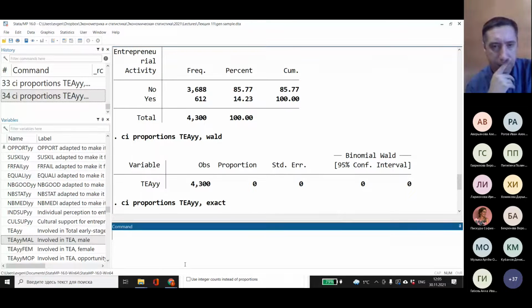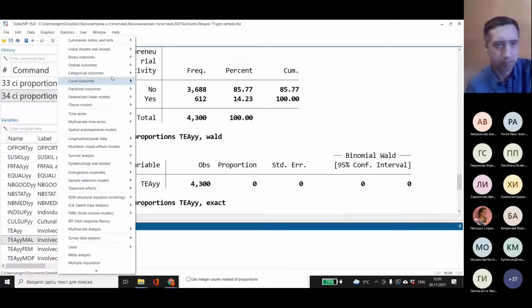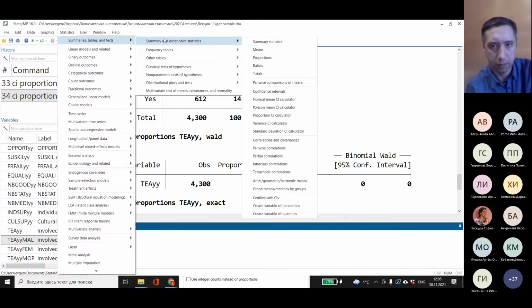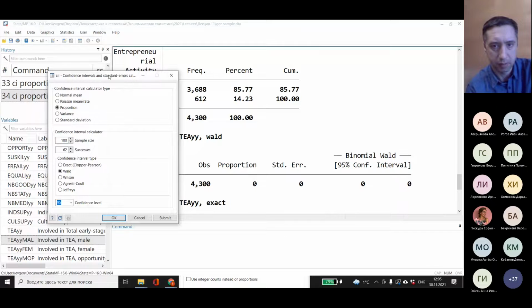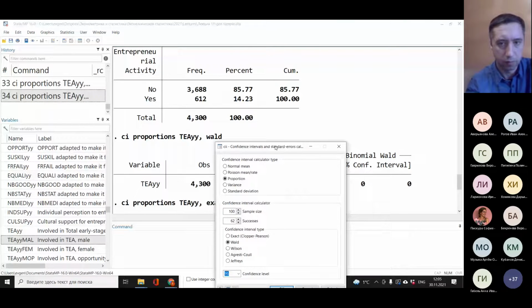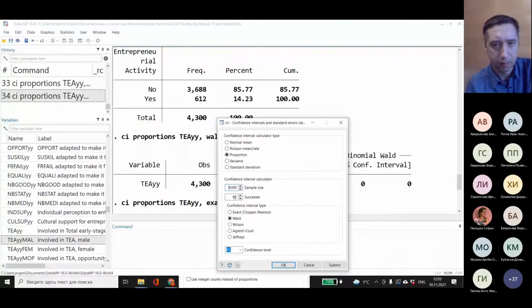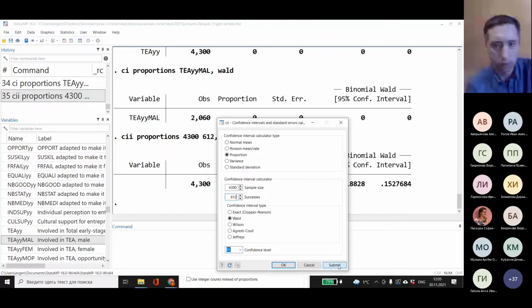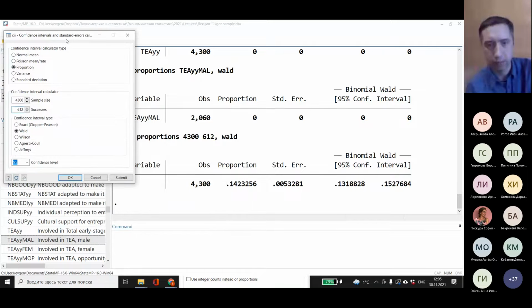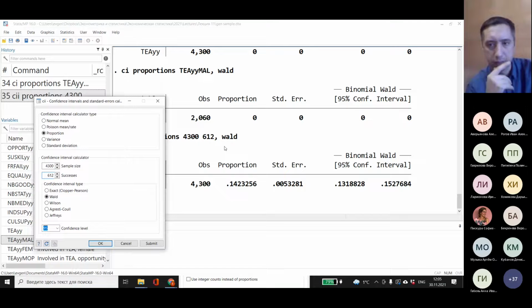But we can calculate it using a calculator. If we rely on the proportion calculator, the sample size is 3612, Wald. Yeah. So if we rely on a calculator, we will calculate it. So Stata can calculate it. In my case, your Stata should calculate both, I think.